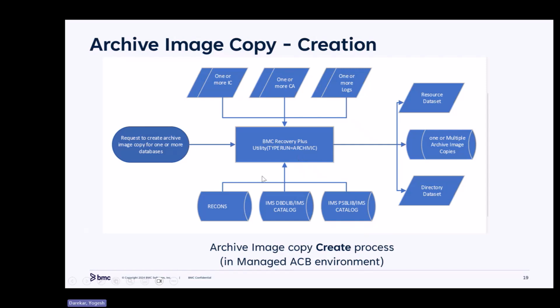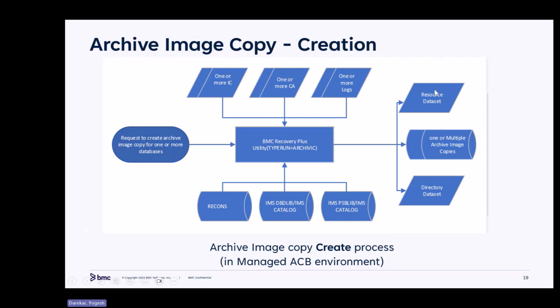And we also get the inputs from RECONs. Then the IMS catalog, if you have managed ACB enabled, or from the IMS DBDLIB, you can take the DBD information, or PSB. This is optional. You can also provide which PSBs need to be considered, and if they need to be taken from the catalog. The output is the resource dataset.